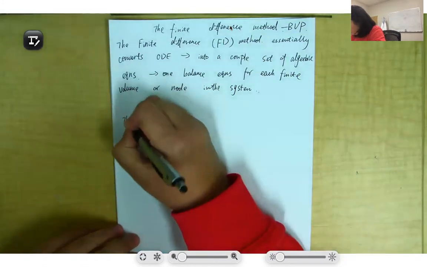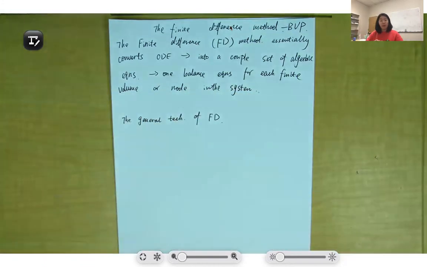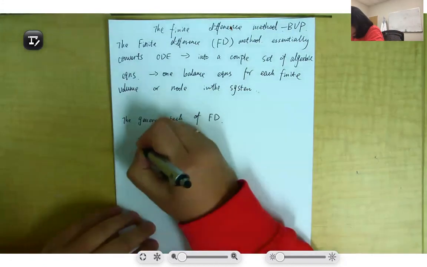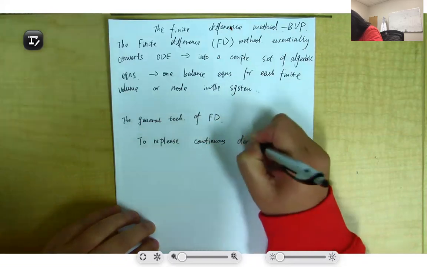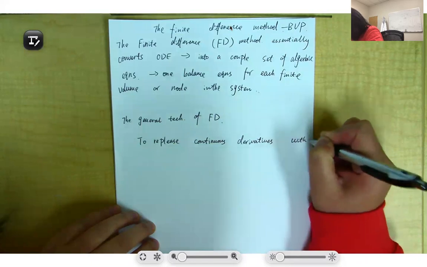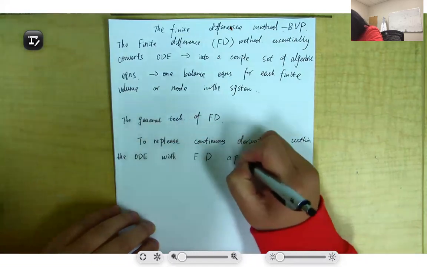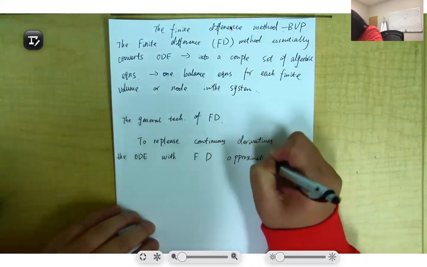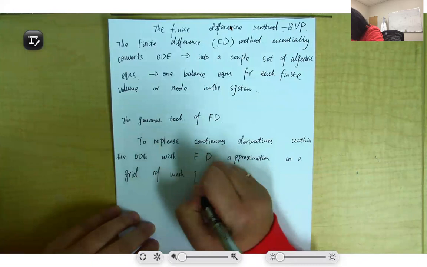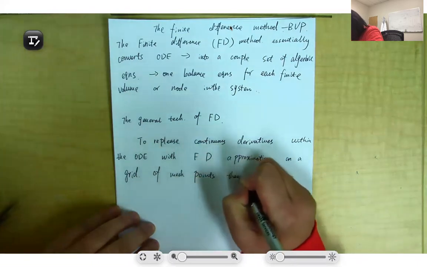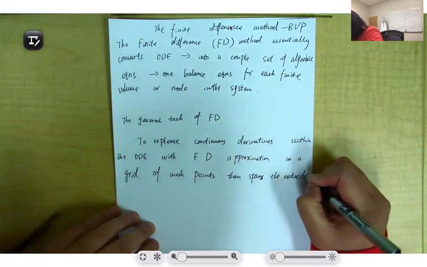Okay, the general idea of FD is to replace the continuous derivative within the ODE with a finite difference approximation on a grid of mesh points that spans the entire domain.